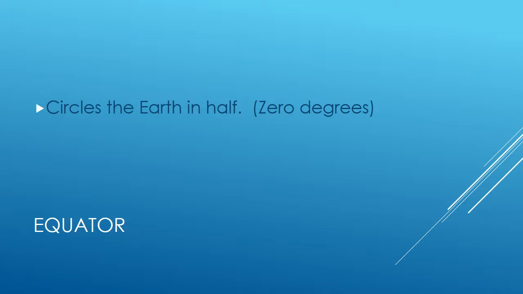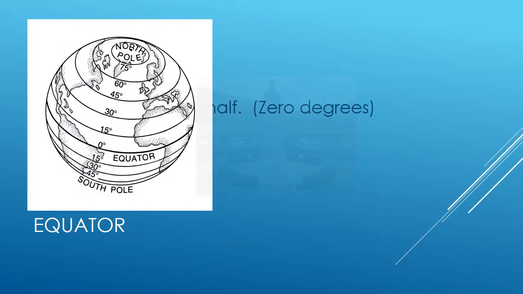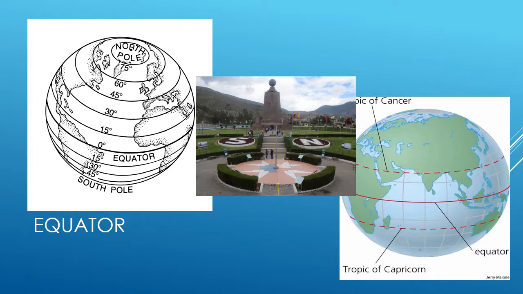And this is the equator. It circles the earth in half, and it's 0 degrees. It's a special latitude line, a very special one. It separates the northern hemisphere from the southern hemisphere. If you look at the picture in the middle, this is actually where you can go to the equator. I believe this picture is in Ecuador. And you can stand at the equator and have one side in the northern hemisphere and the other side in the southern hemisphere, as you see marked in the picture in the middle.